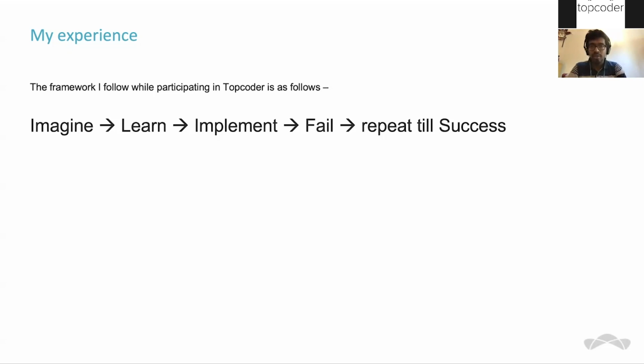Then from those things, if I see that, okay, I do not know about this particular area or this particular problem, then I try to learn from the open internet. Then I try to implement as fast as possible. Then obviously on my first attempt I fail, and then this cycle I repeat till I succeed. So that's my framework of competing in Topcoder: imagine, learning, implementation, fail, and repeat till success. So that's how I usually take part in Topcoder data science challenges.